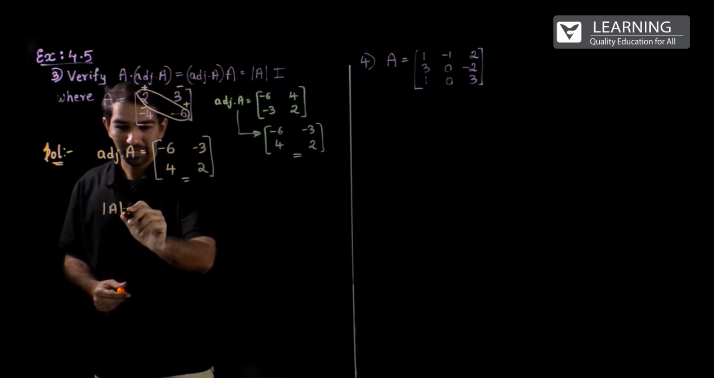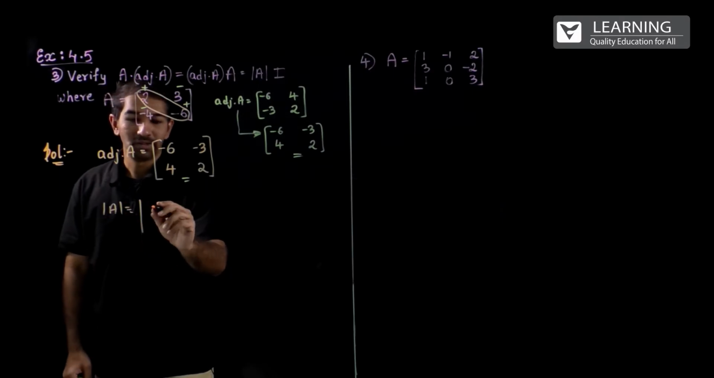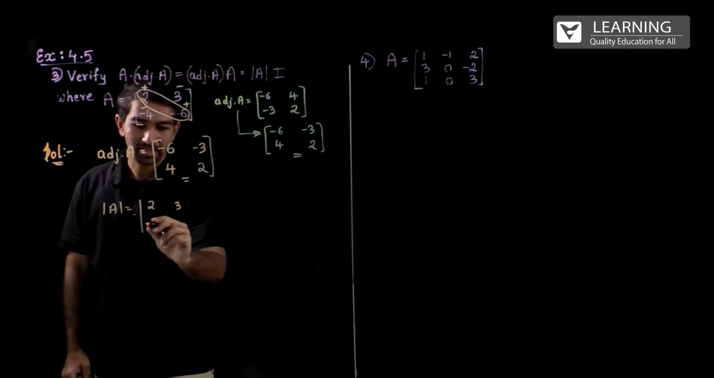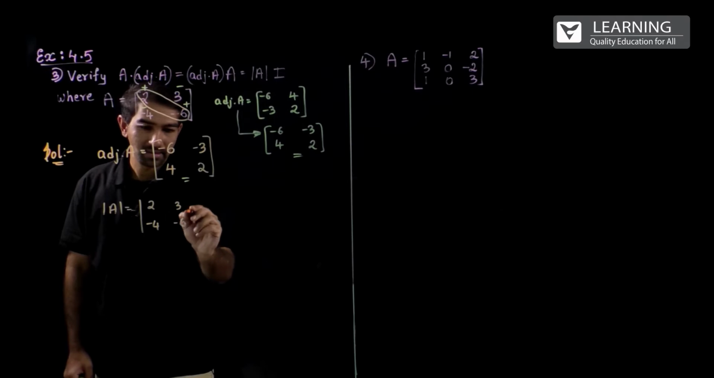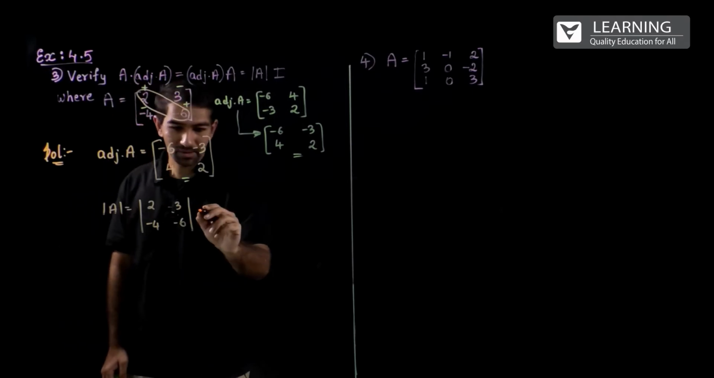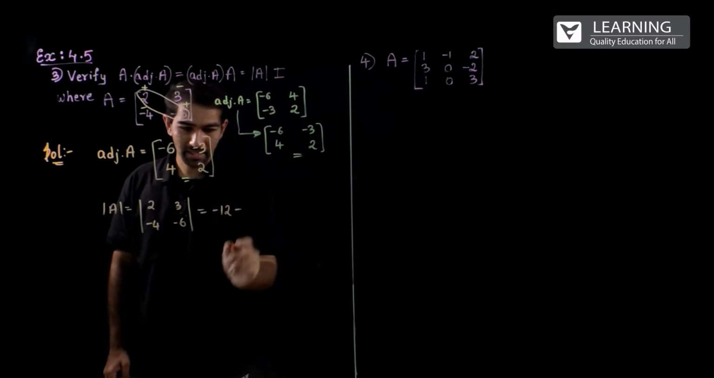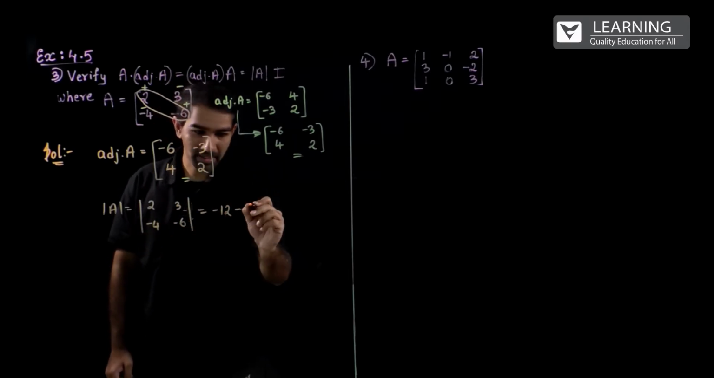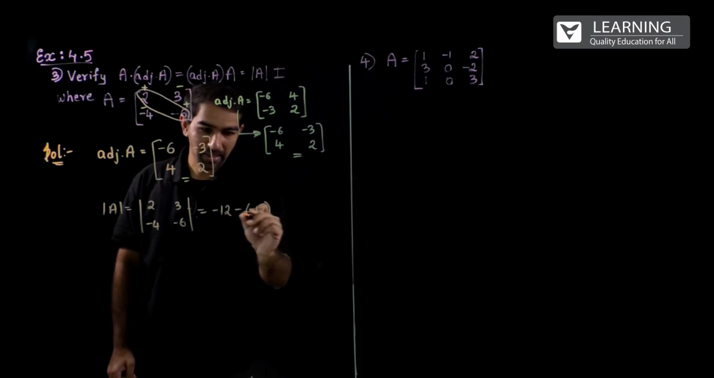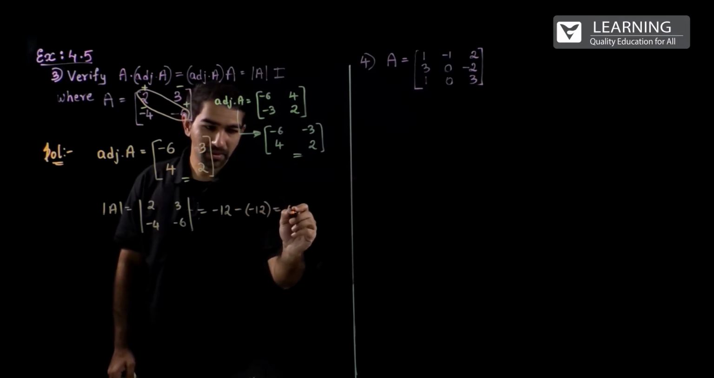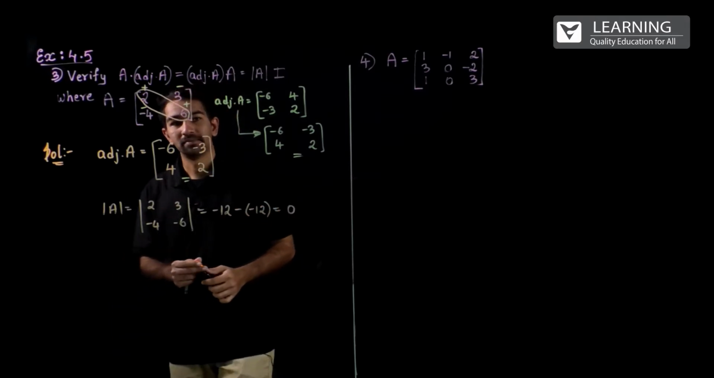So moving on with the next one, let us find out the determinant of A here. So determinant of A will be equal to 2, 3, minus 4 and minus 6. So find out the determinant of this. So what will happen? Minus 6 into 2 is minus 12. Default sign is minus. Minus 4 into minus 3 is minus 12 again. So minus into minus is plus. So this will be equal to 0.